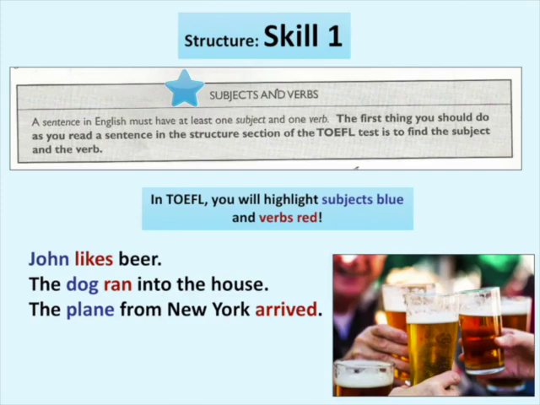So the first thing you should do as you read a sentence in the structure section of the TOEFL test is to find the subject and the verb. And you can highlight this. The best thing to do is to use colors. So highlight the subject blue and the verbs red, just like you see in these sentences.